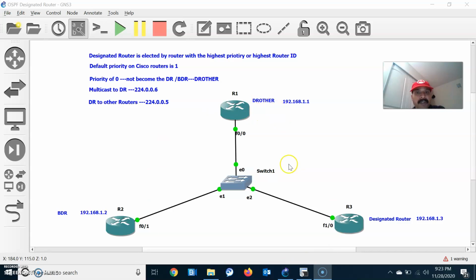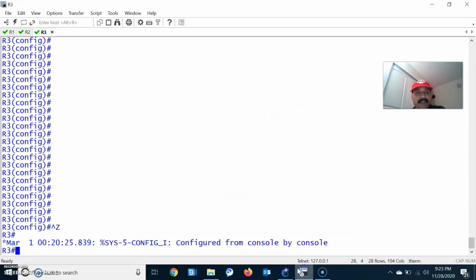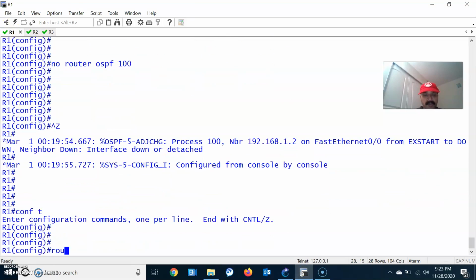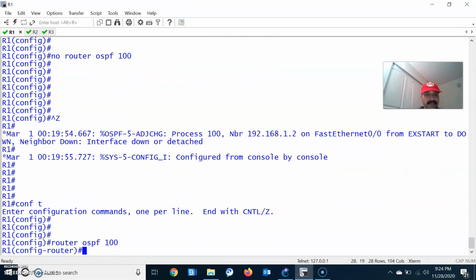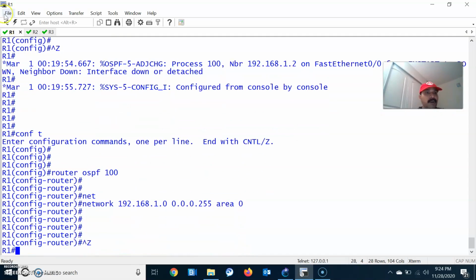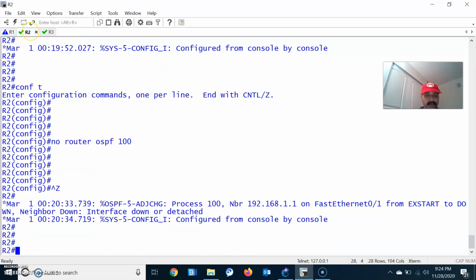So here 3 routers, right? One will be elected as a DR, another one as BDR, and the third router will be a DR other router. Now let us go to the configuration and configure the routing protocol OSPF. Router OSPF 100, and let us enable the network 192.168.1.0 followed by the wildcard mask 0.0.0.255 area 0.